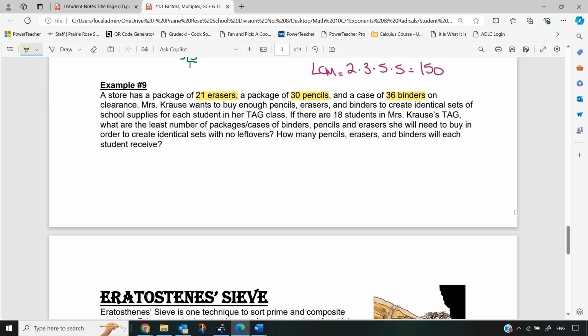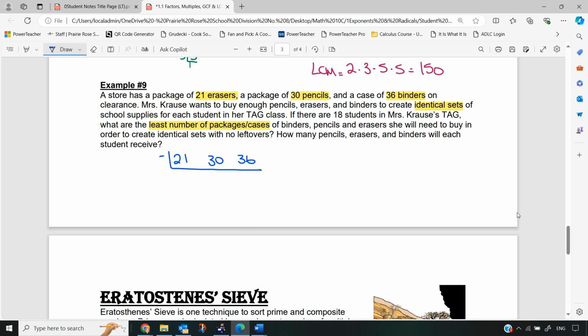I want to buy enough to create identical sets. So that's going to tell me we're dealing with GCF. But then we also see the least number of packages. So this is actually a question that's going to combine both GCF and LCM. So let's take a look at how we break this down. First of all, we're going to look for our GCF. So I have 21, I have 30, I have 36. And so again, I'm going to use that alternative method for this one.